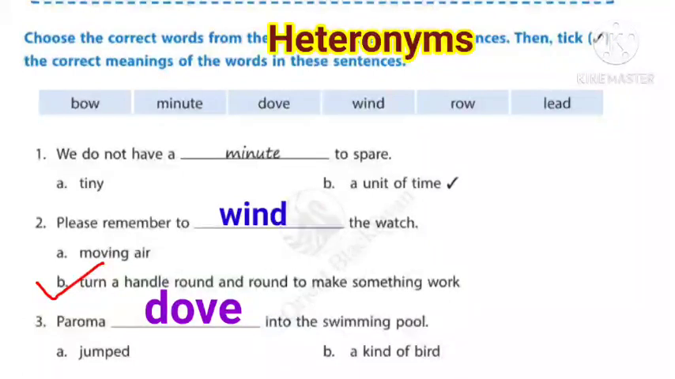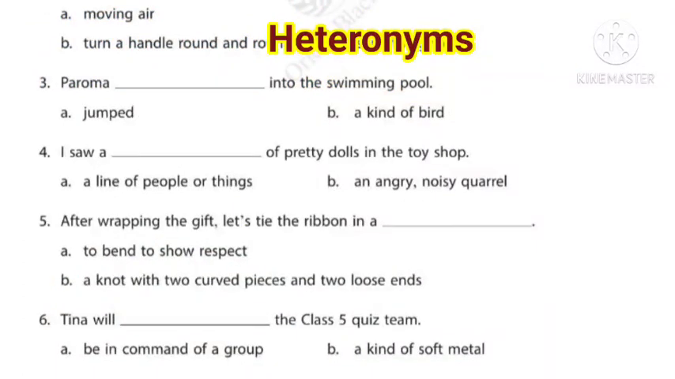Now, how will we pronounce? Dove. Paroma dove into the swimming pool. It is pronounced as dove. Dove means jumped. Now, a kind of bird. How will we pronounce that one? Dove. Dove is a kind of bird. And dove means to jump. So I hope you understood the difference between these two words. Even though they have the same spelling, they have different pronunciation and different meanings. Children, I hope you understood what are heteronyms. So children, try to do the fourth, fifth and sixth sentence by yourself.